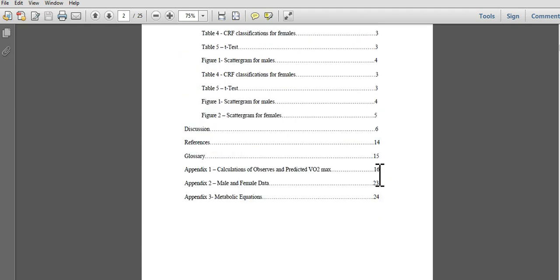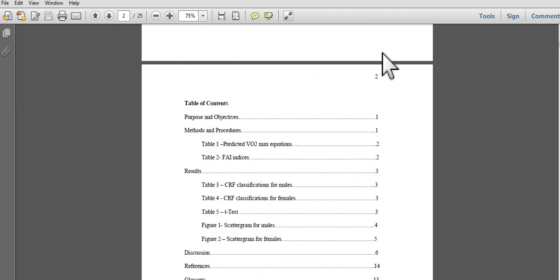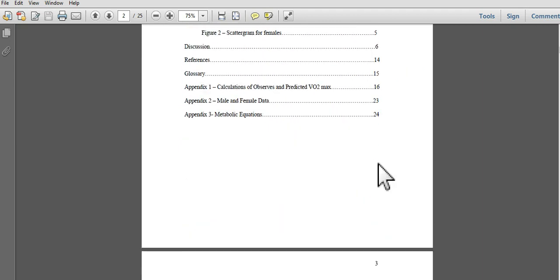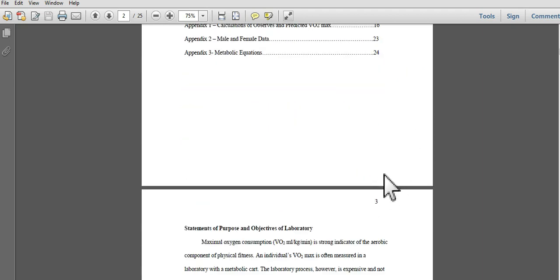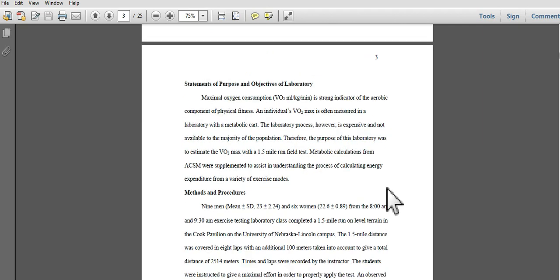The other thing that you're going to want to do, make sure that there are page numbers. Page numbers on every page. I prefer the page numbers on the bottom. You can put them on the top, though I won't take off points for that.